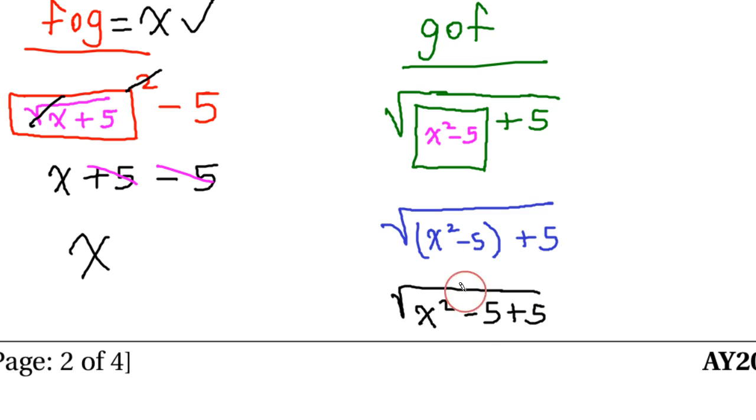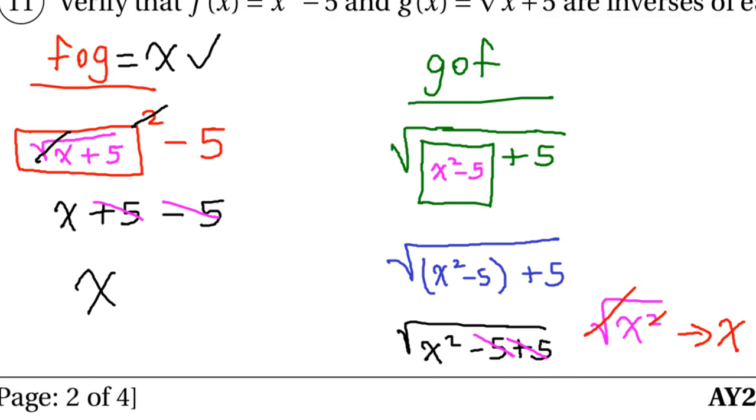And then again, because minus 5 and plus 5 are inverse operations, they cross out, leaving me with just the square root of x squared, and I know that square and square root are inverse operations, so they cross out. So this whole thing is just going to turn into x, which means that g of f is also equal to x, which checks out. Because f of g is equal to x and g of f is equal to x, these are indeed inverses of each other.